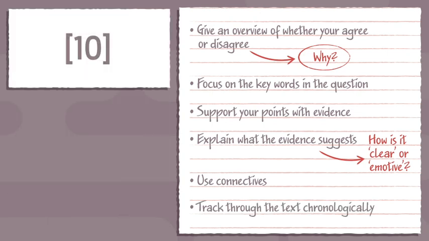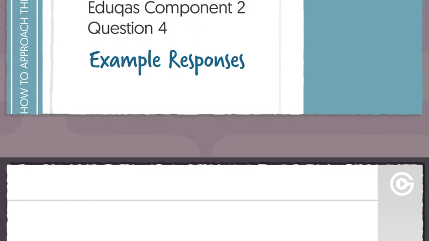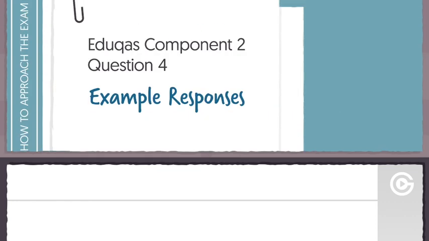Remember, for a 10-mark question like this, you should aim to make roughly 8 or 9 different points, supported by evidence from the text. We'll leave it there for now. For an example of an evaluation question with model student responses, why not take a look at the Eduqas Style Component 2 paper attached to this pod and watch our example responses video for question 4. Good luck!